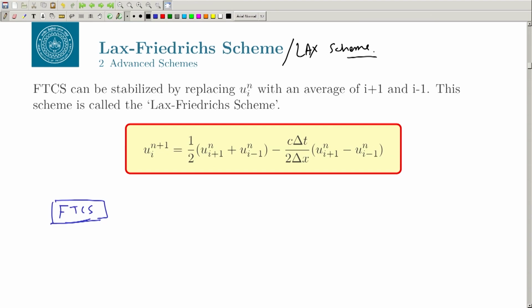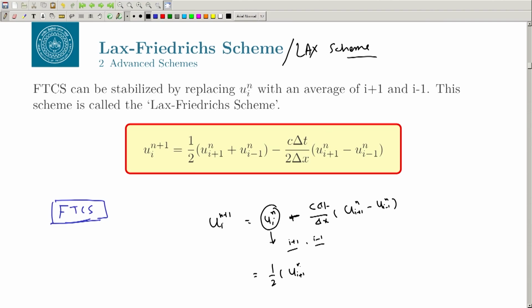Okay. So, what was his proposal? You have this scheme, which is a central scheme, minus C delta t by del x (u_{i+1}^n minus u_{i-1}^n). He said to replace this with the average of i plus 1 and i minus 1. Then it becomes the Lax-Friedrichs scheme. So, why do we do that? We will shortly see. If you do that, then the scheme becomes stable.